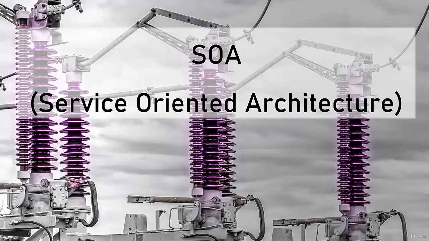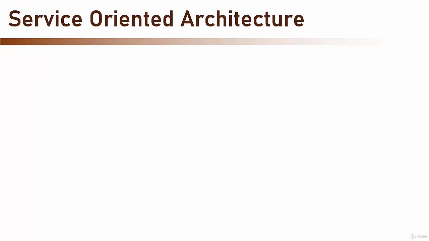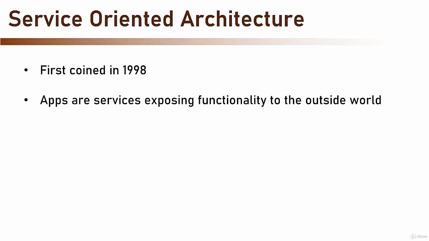And the second architecture we will look at in our history class is SOA, or Service-Oriented Architecture. So what do we need to know about service-oriented architecture? Well, first, that the term service-oriented architecture was first coined in 1998. And the basic premise of SOA is that apps are basically services exposing functionality to the outside world.